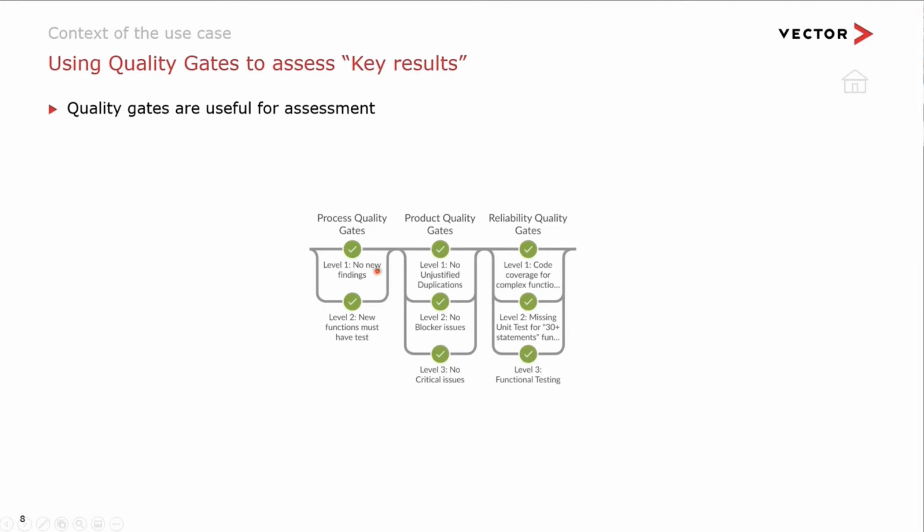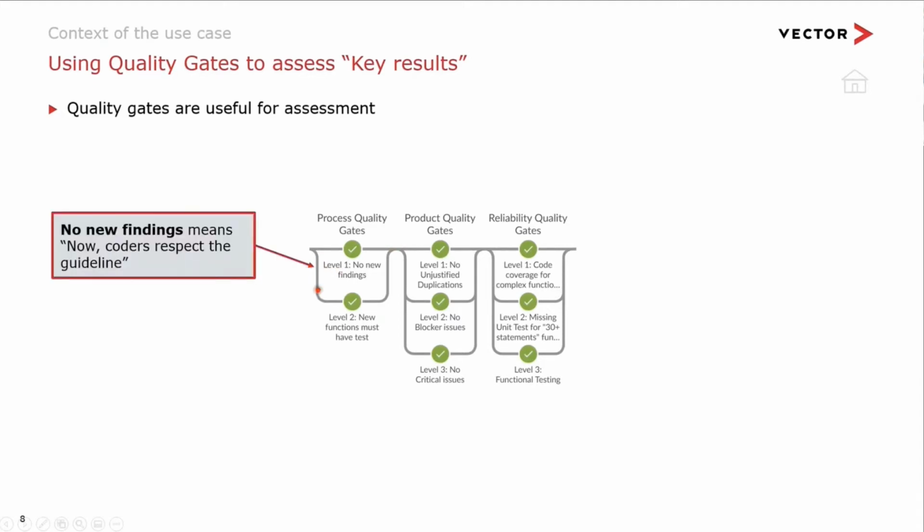We have three big pillars, and so we must pass the first pillar before going to the second one. The first pillar is addressing the process quality gate. So here the objective is to make sure that people are working properly in regard to the coding guidelines, to the process, the maturity that we want to reach. And so we have two gates.